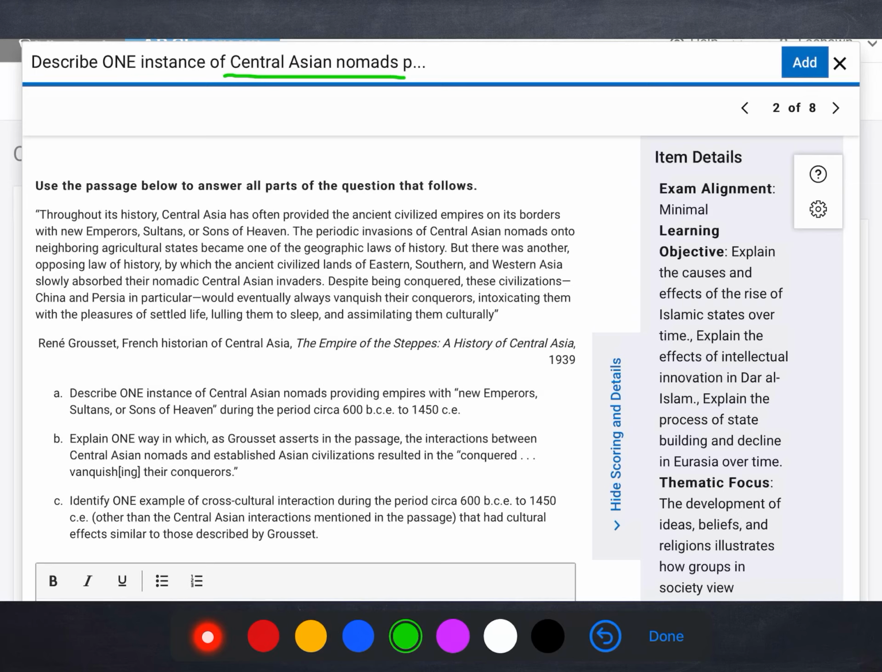So let's take a look, and we have to look at this question again as well. Automatically, it says, use the passage below to answer all the parts of the question that follows. This is talking about a passage, so this is between a historiography question and a stimulus question.